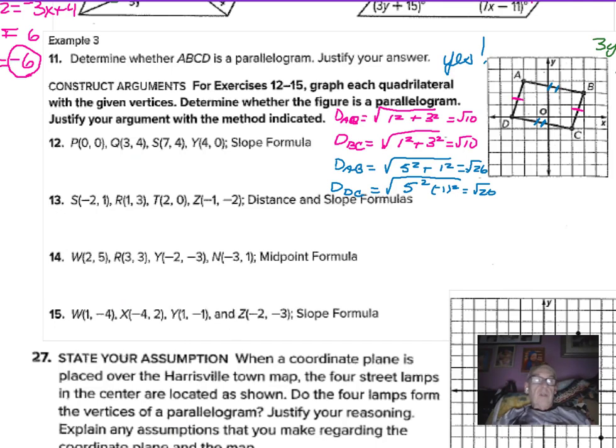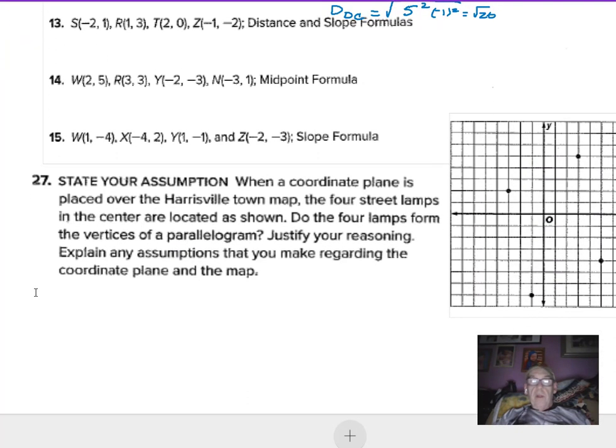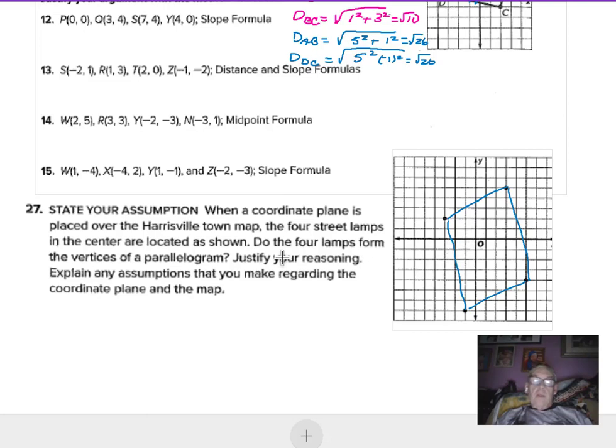So we did those on the other page. Now let's look down here at 27. When a coordinate plane is drawn placed over the map, the four streetlights are shown. Do they form the vertices of a parallelogram? Let's connect them together and see what they look like. Justify your reasoning, explain any assumptions you make. Okay, so let's look at the slopes, change in y over change in x. Let's call this A, B, C, D.